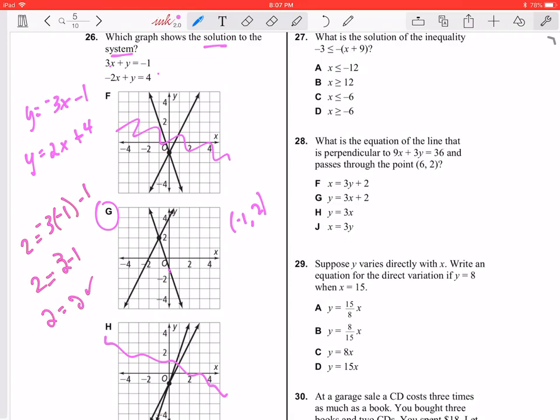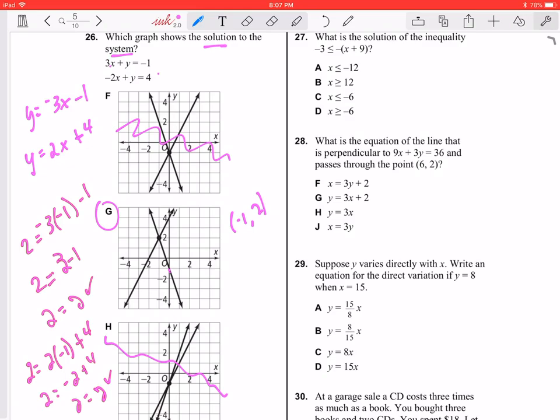That checks. Now let's check it in the other one. In the other one, we're going to have 2 is equal to 2 times negative 1 plus 4. All right, that's going to give me 2 is equal to negative 2 plus 4. 2 is equal to 2. That checks out. So G is our answer.